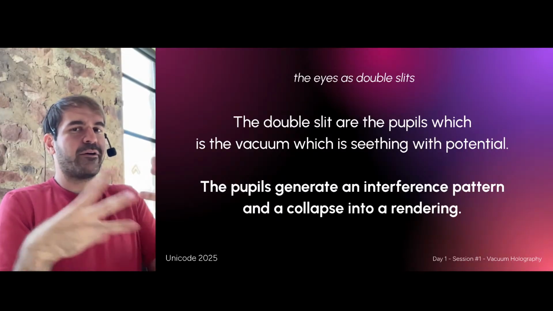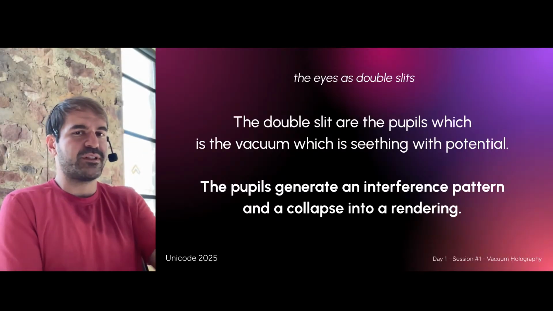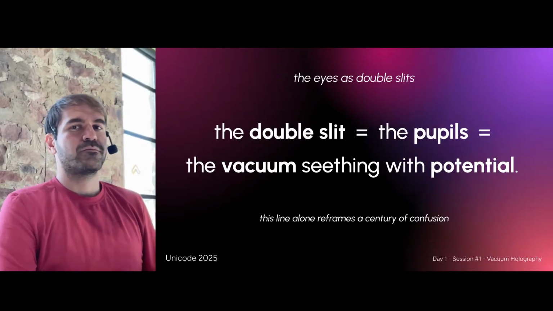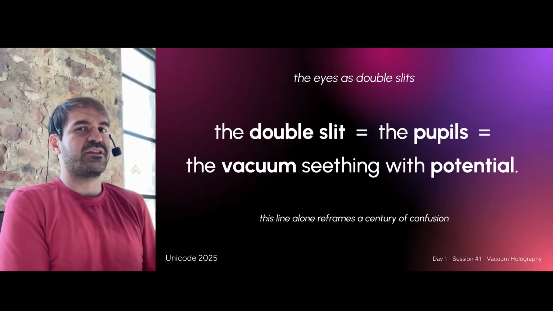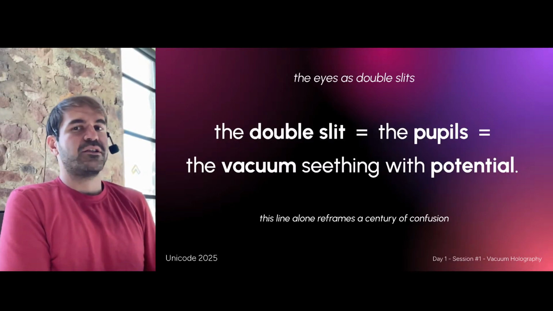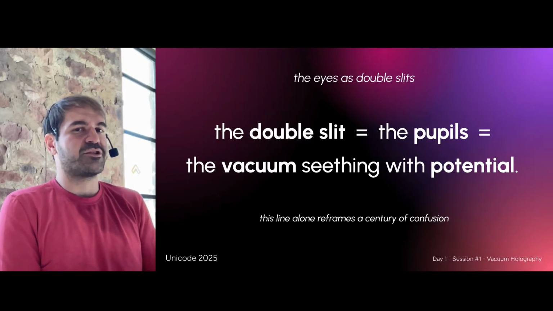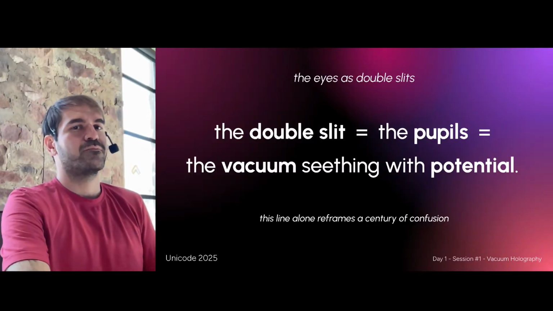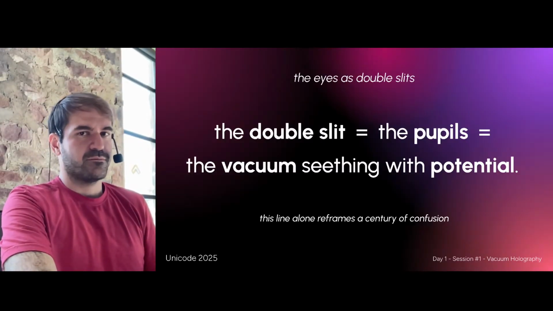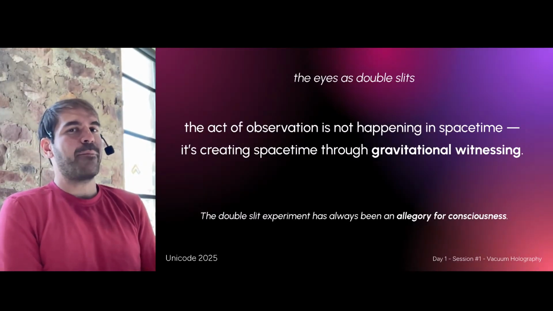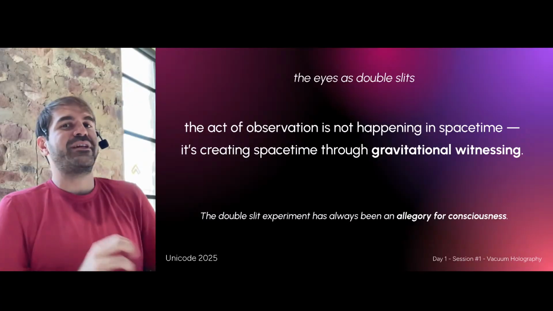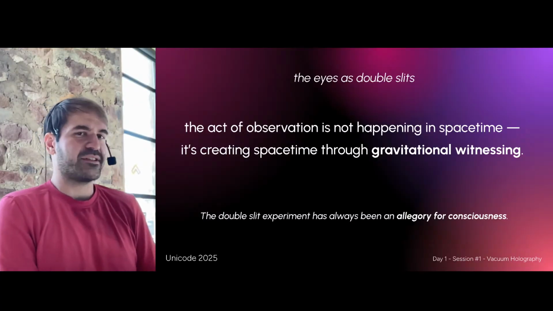Generating an interference pattern, collapsing it into rendering every single moment. The double slit is the pupils, which is the vacuum seething with potential. So this line alone reframes a century of confusion. The act of observation is not happening in space-time, it's creating space-time through a gravitational witnessing.